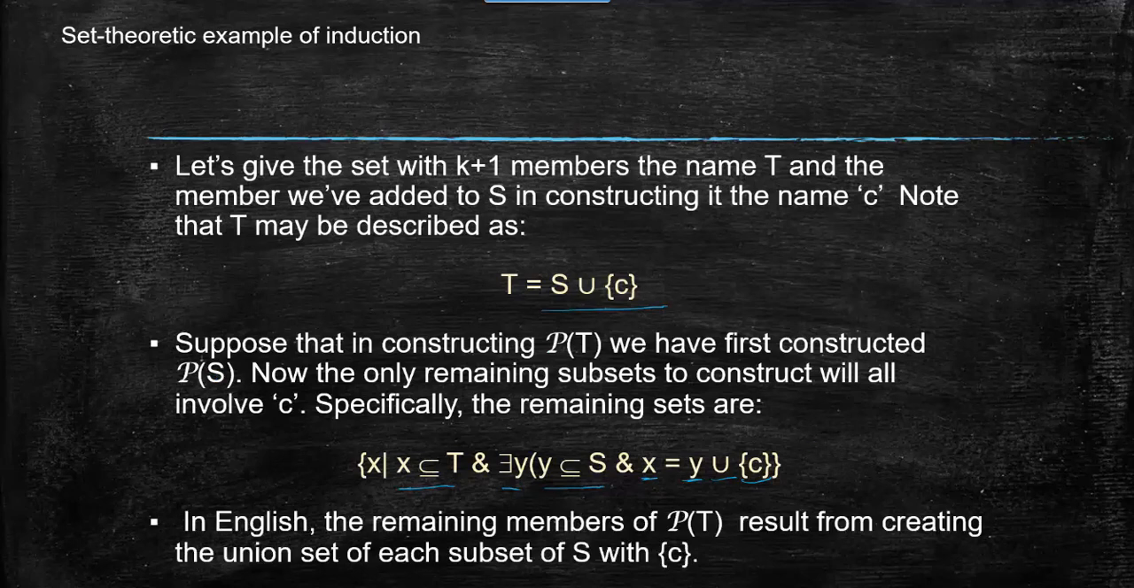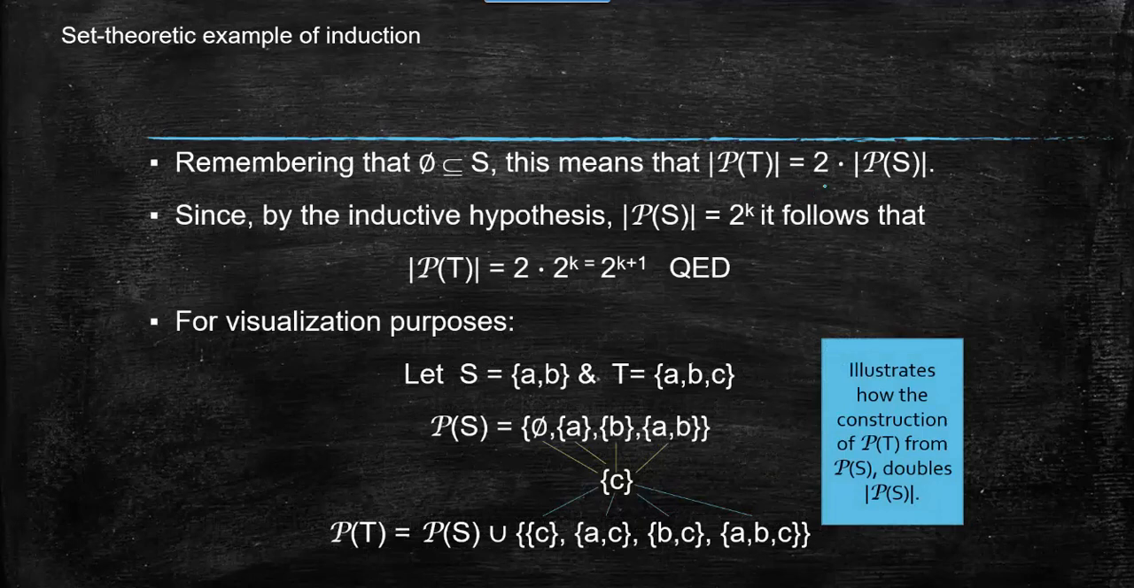So in English, the remaining members of the power set of T result from creating the union of each subset of S with the set that contains C. So this means that in creating the power set of T, you're essentially doubling the number of members in the power set of S, because you're joining every subset of S with the set that contains C. Okay? So since by the inductive hypothesis, the cardinality of the power set of S equals 2 to the k, it follows that the cardinality of the power set of T is 2 times 2 to the k, which is 2 to the k plus 1.